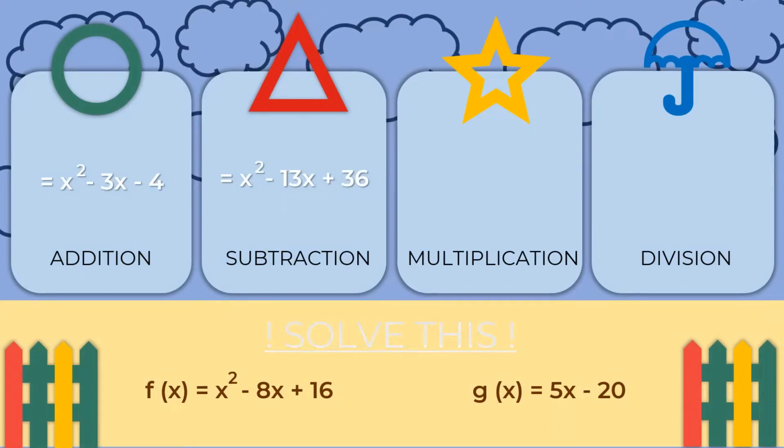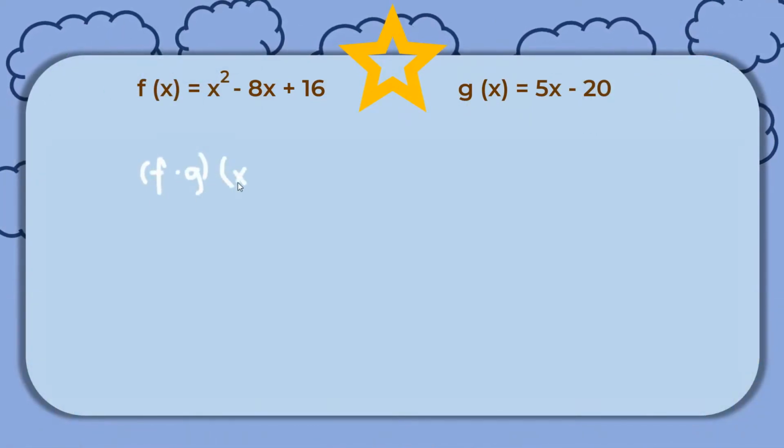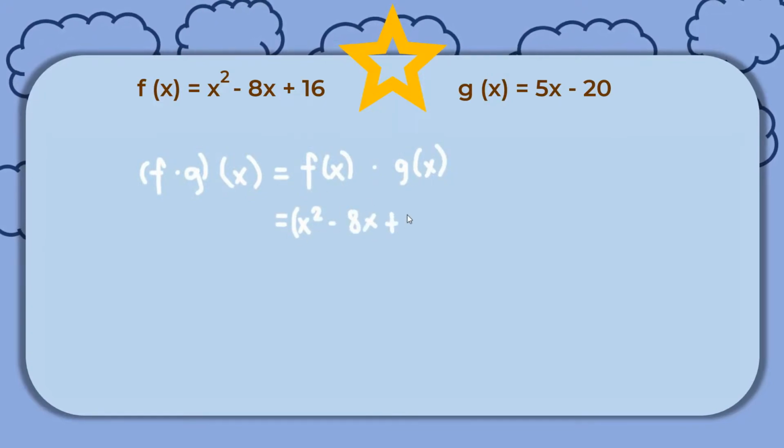Moving on to the star shape. The same given, but now the operation is multiplication. Let's use the formula, which is (f times g) of x is equal to f of x times g of x. Now, substitute the values of the two functions. How are we going to answer this? We will use the FOIL method in order to get the product, starting with x squared times 5x is equal to 5x cubed.